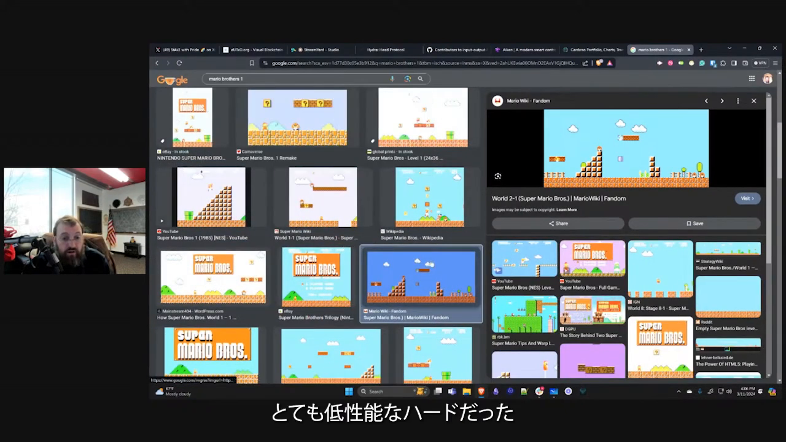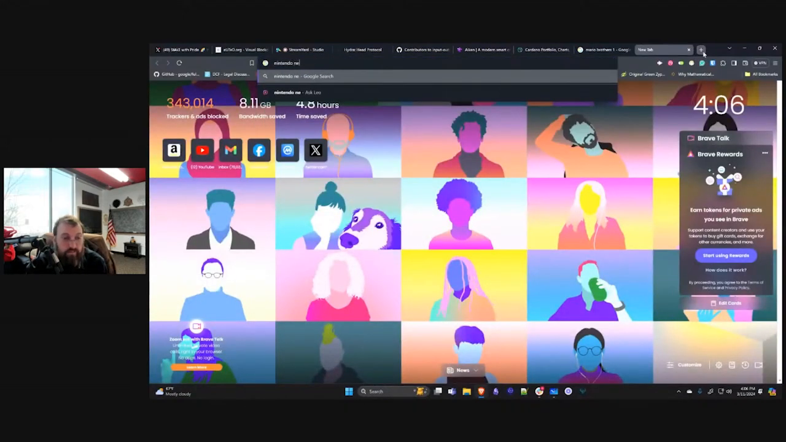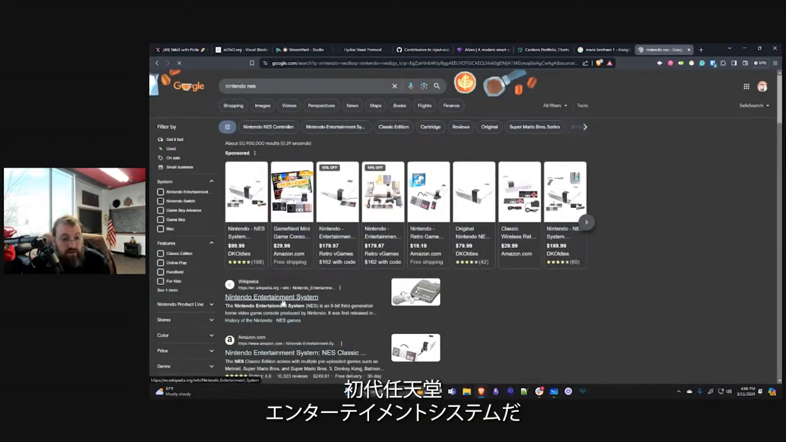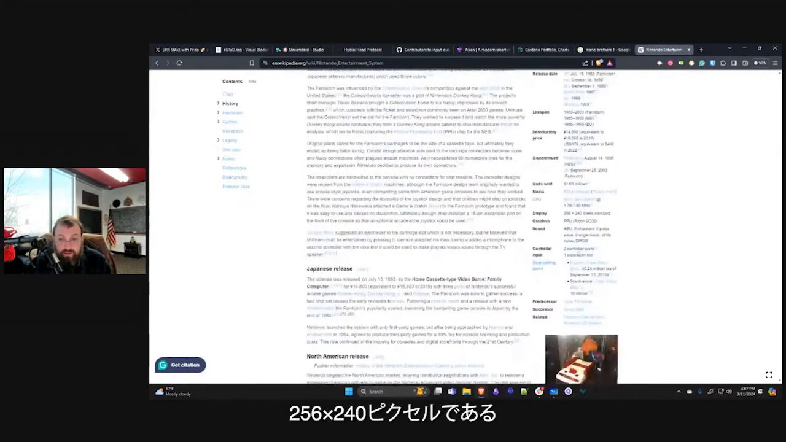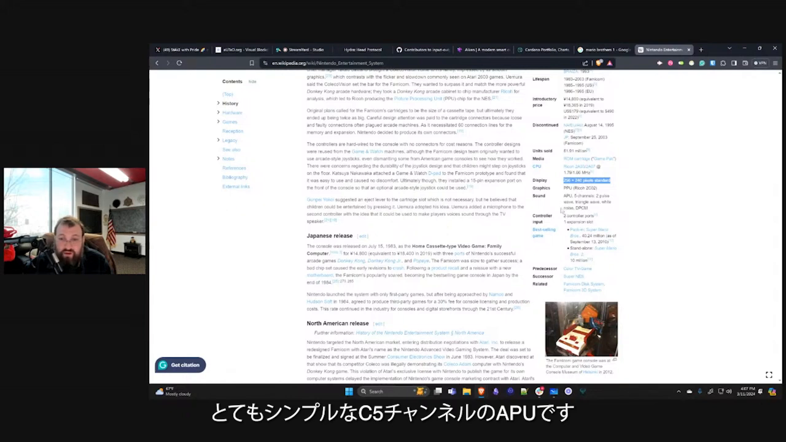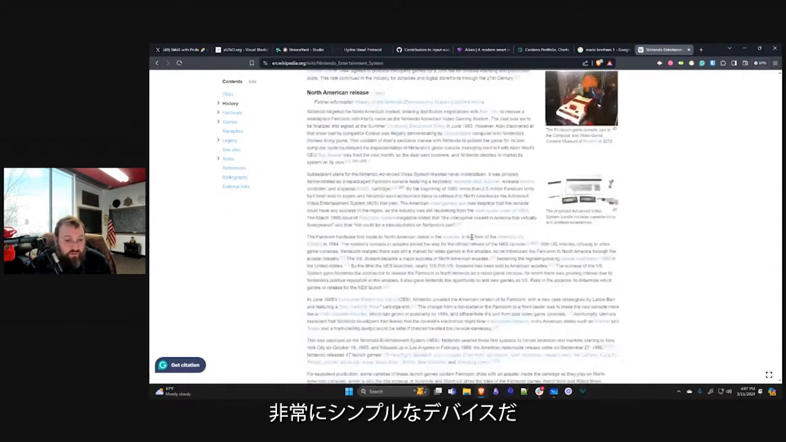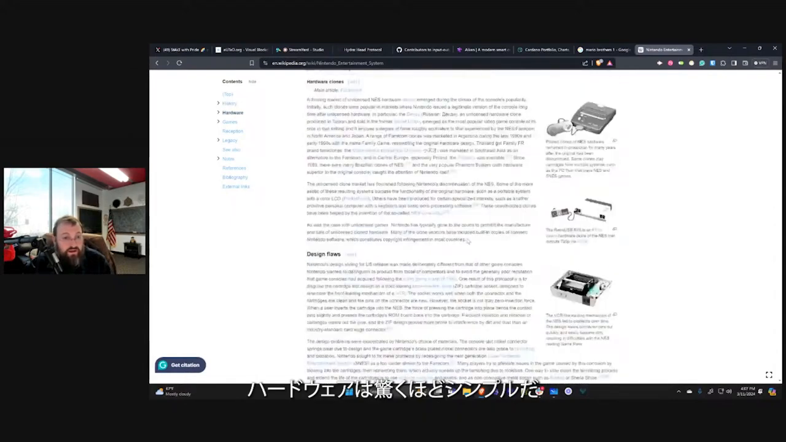Very low powered hardware. In fact, let's look up the Nintendo NES. The original Nintendo Entertainment System. It is a 256 by 240 pixel standard display. The PPU is the RICOH 2C02. Very simple 5-channel APU. It is a remarkably simple device. Okay, the hardware is incredibly simple inside of this.